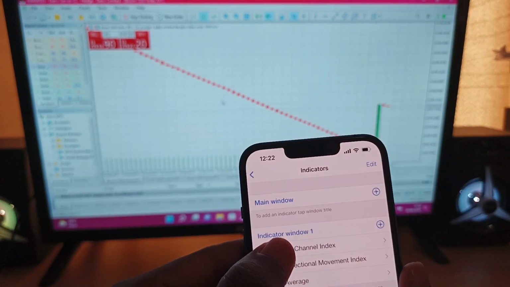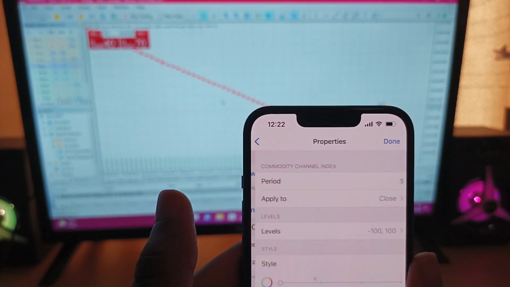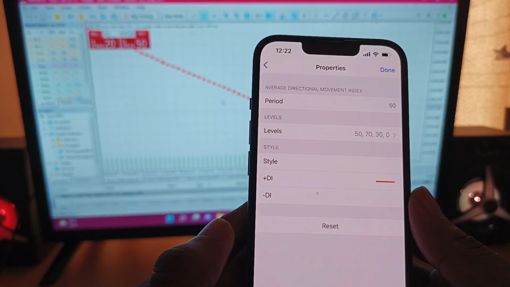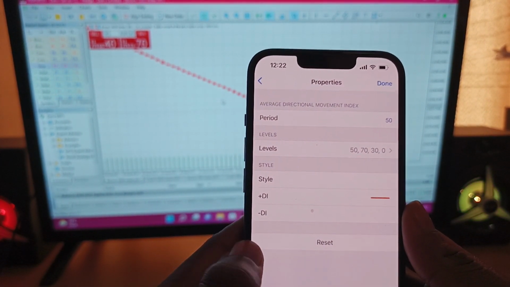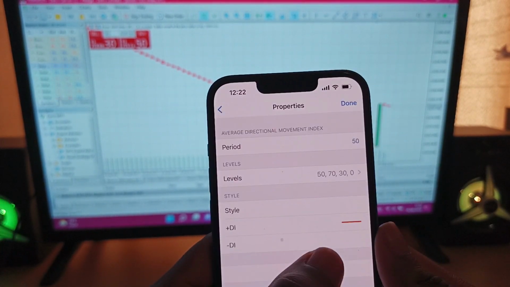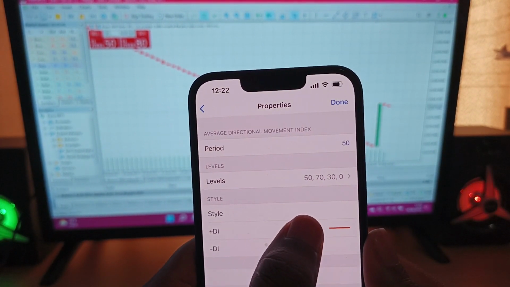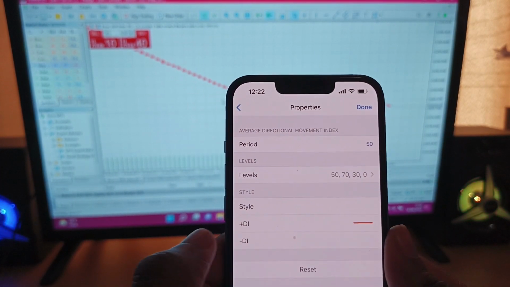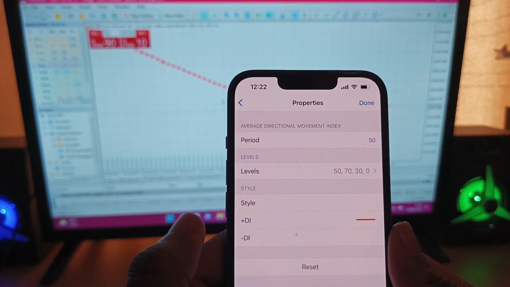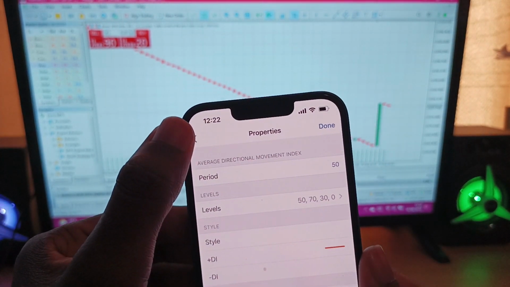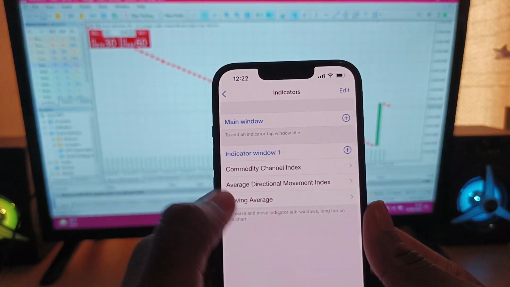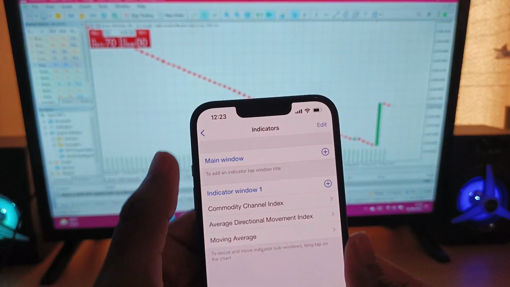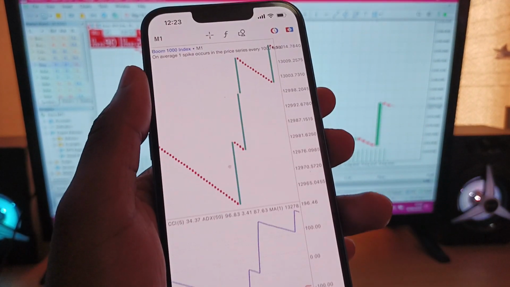But first of all, these are the CCI inputs, and for the Average Directional Movement Index, these are the parameters. Remember that only the middle line should have a different color, and the other two, which are the plus DI and minus DI, should be according to the chart color, which is white. And finally the moving average, these are its parameters. Okay, so now let's go back to the chart.